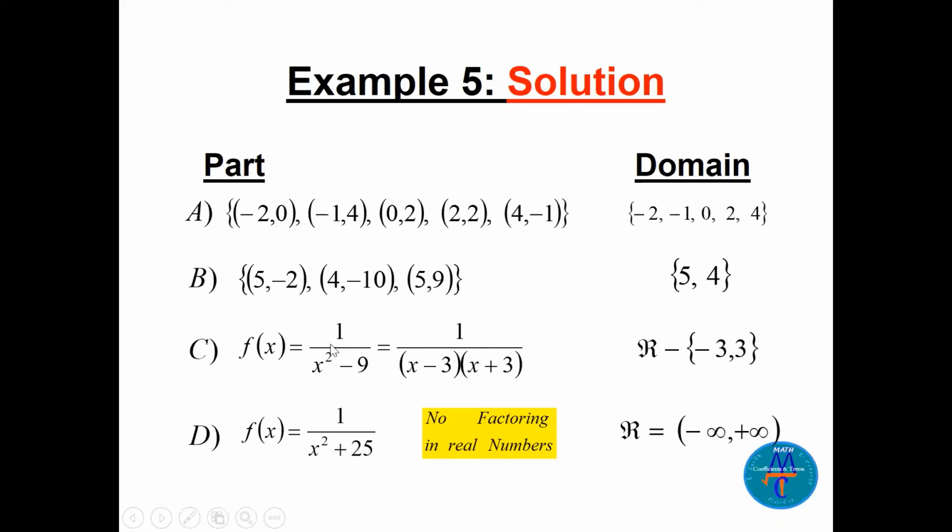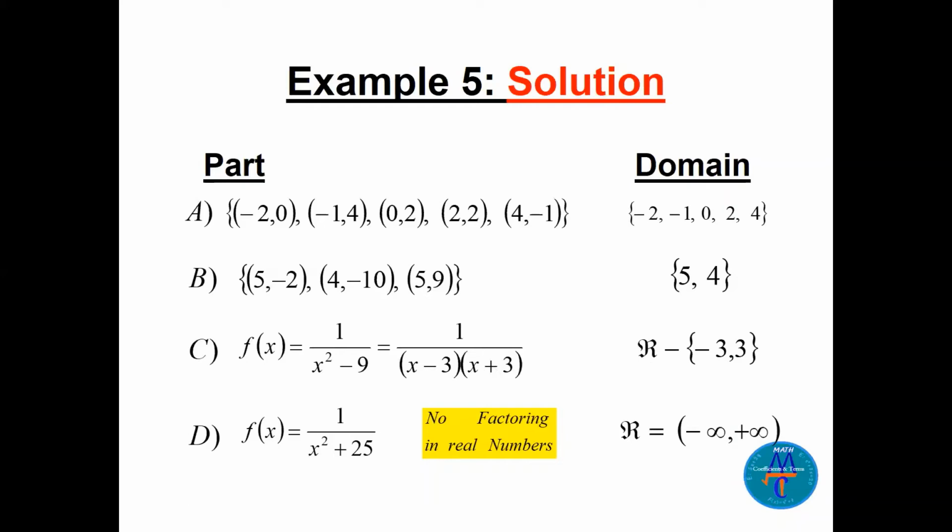Now, this third one and the fourth one are important because 1 over x squared minus 9, you need to factor it. That's a quadratic. So what will make the denominator 0 here? 3, minus 3. So we have to take 2 numbers outside the real numbers. So we say the domain is R except 3 or minus 3. Second one here, very tricky. Don't say here all real numbers except 5 and minus 5.